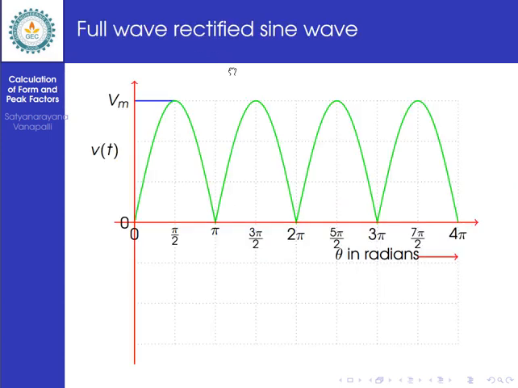In this lecture, I am going to explain how to evaluate form factor and peak factor of a full wave rectified sine wave. In the diagram, you are seeing a full wave rectified sine wave. A full wave rectified sine wave contains only positive half cycles of a sinusoidal waveform, so that the period of this full wave rectified sine wave is equal to pi radians.